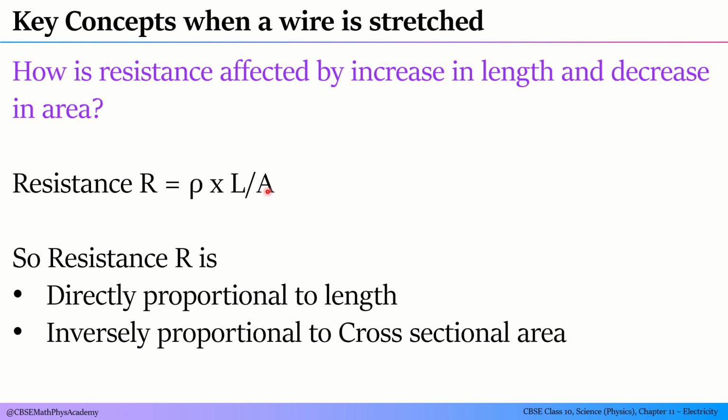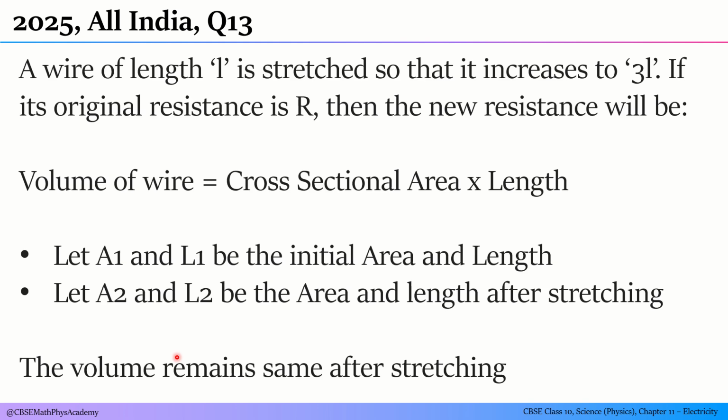The second aspect is that the area decreases. We saw there are two changes: one is the increase in length, the other is the decrease in area. The area is inversely proportional to resistance, which means if the area doubles, resistance becomes half. If the area is 1 square centimeter and it becomes 2, the resistance reduces by half. So they are inversely proportional. With these key ideas, let us try to solve the problem.